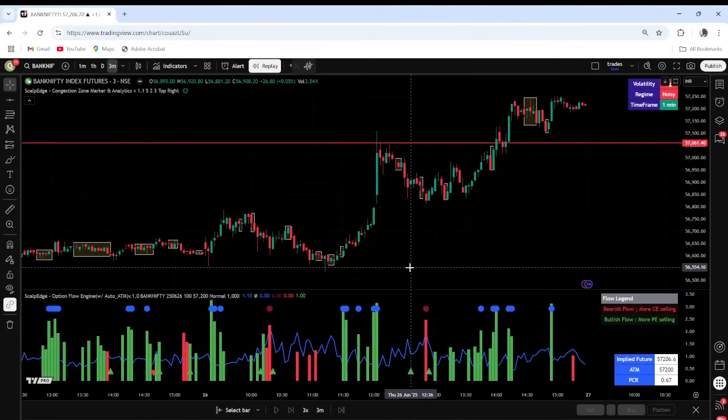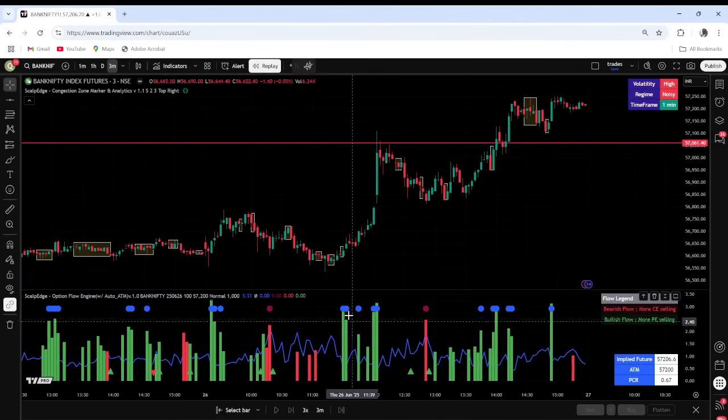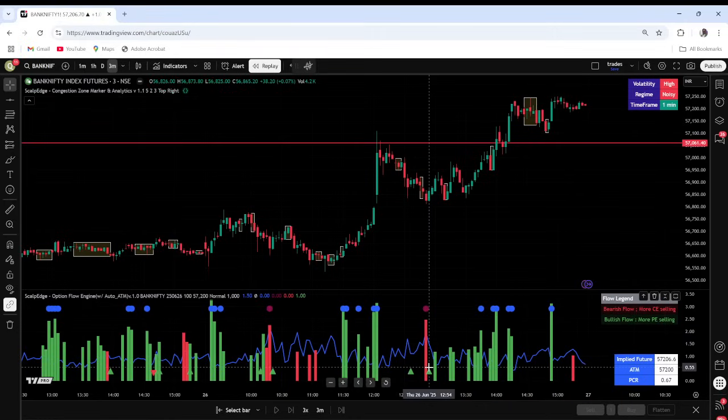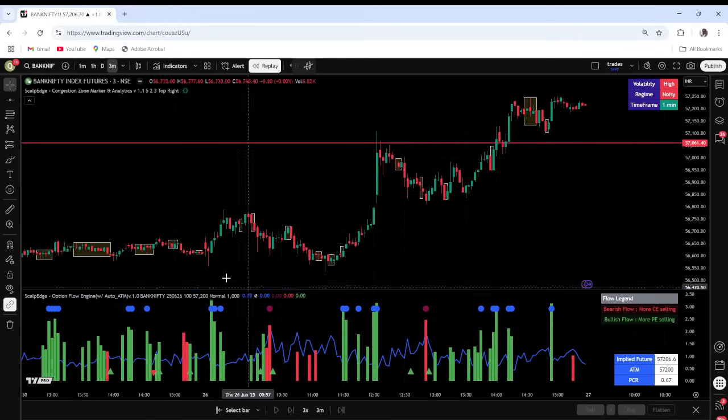So what I was trying to say was, before any major move, see where the options flow is coming on. That is why it is known as an options flow engine. So this is the system, and I hope even if you do not take the system, you have understood what scalping is.